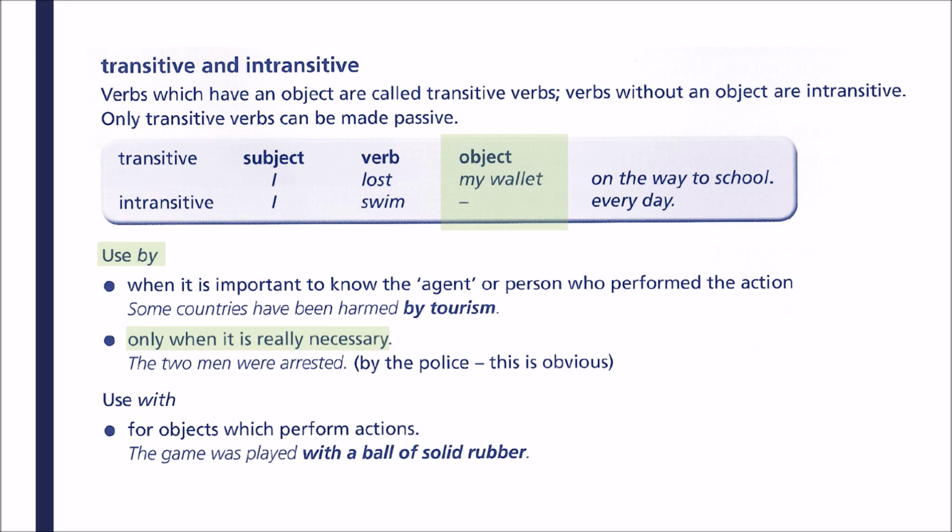If we say 2 men were arrested, it's obvious that it's done by the police. But if you brought lunch to school, you might want to proudly tell your friends that the lunchbox is made by yourself or by your family. If there's a tool involved in the action that you're writing about, you can also introduce the tools using the preposition with.